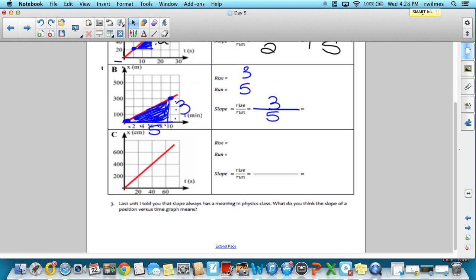And actually, I need a second to grab a calculator. I think it comes out to 0.6, but I'm just going to double check the math here. 3 divided by 5 is 0.6. Good. I was right. So 0.6.